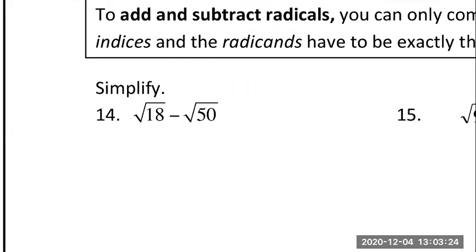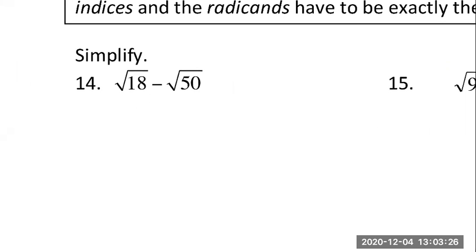So let's try some of these. Number 14, simplify this. Tricky part here is just make sure you simplify completely. So with 18, we're looking for pairs. So 18 is 2 times 9. 9 is 3 times 3.